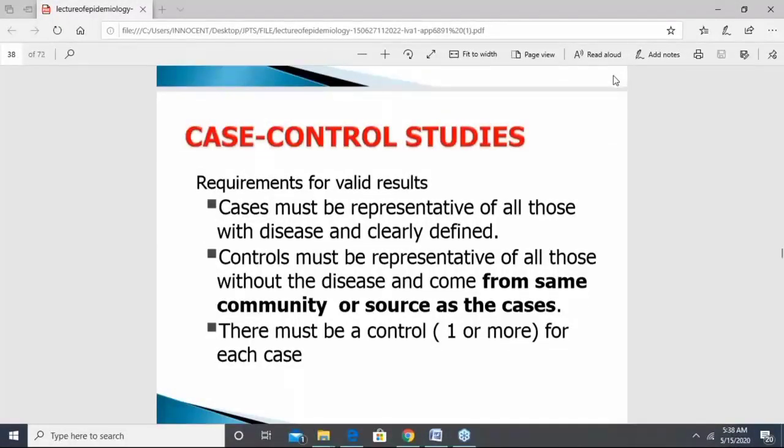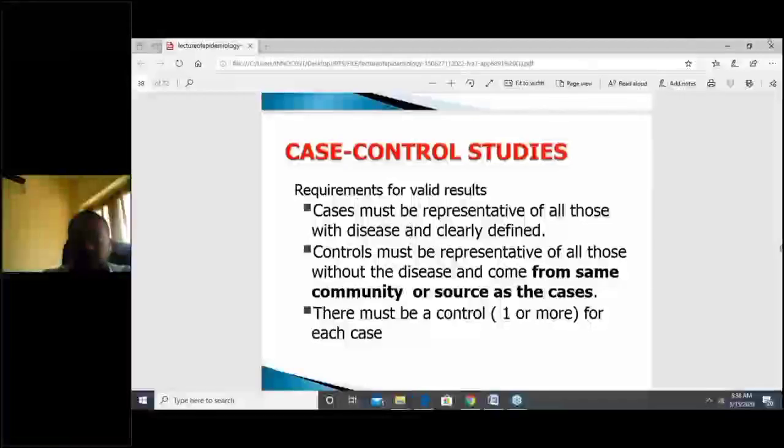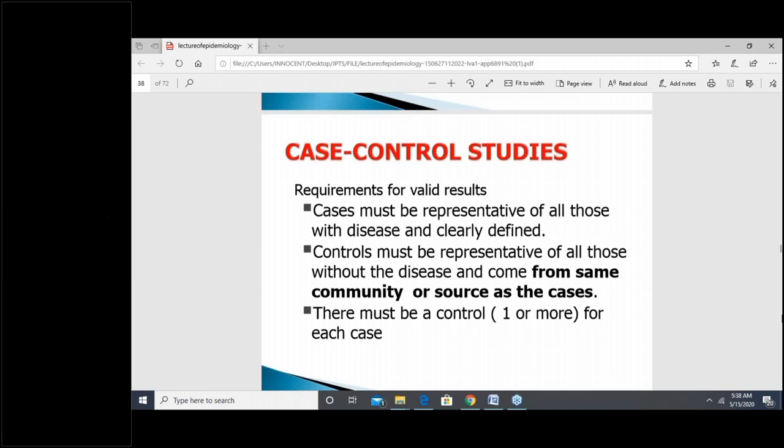To test any case you want to assess, we say that cases must be representative, about a disease.